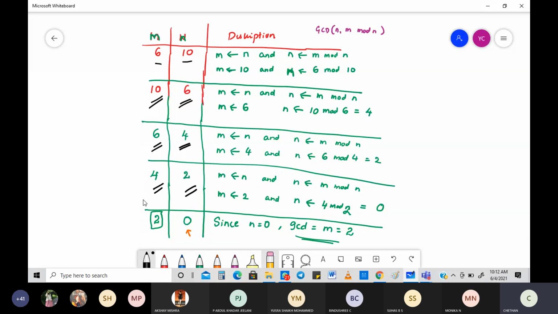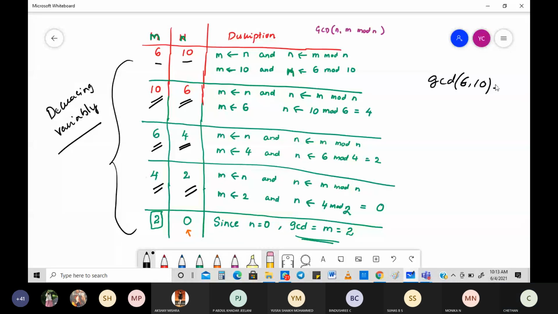So this is varying. What do you call it? Of course, it is decreasing, and it is decreasing variably. This is what is important. We are figuring out two things here. One, the GCD of 6 and 10 is equal to 2. This is what we got first, and also we were able to show that it is nothing but a variable decrease. That's two things at a time.